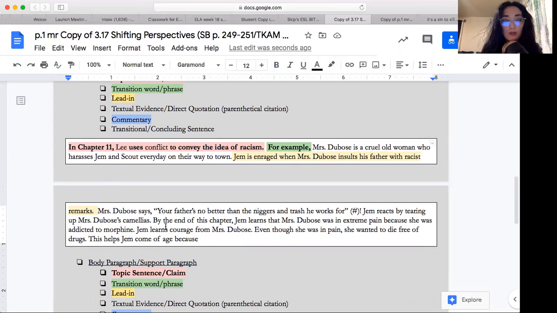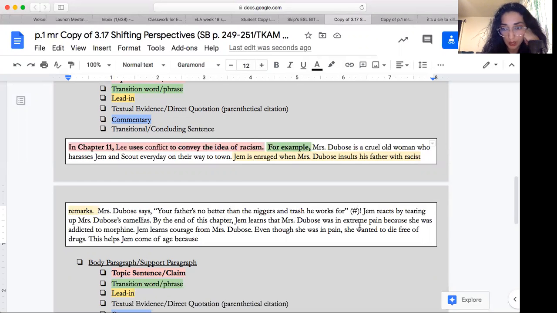Okay, in chapter 11, Lee uses conflict to convey the idea of racism. For example, Mrs. DeBow is a cruel old woman who harasses Jem and Scout every day on their way to town. Jem is enraged when Mrs. DeBow insults his father with racist remarks. Mrs. DeBow says, "Your father's no better than the N and trash he works for." Jem reacts by tearing up Mrs. DeBow's camellias or her flowers.